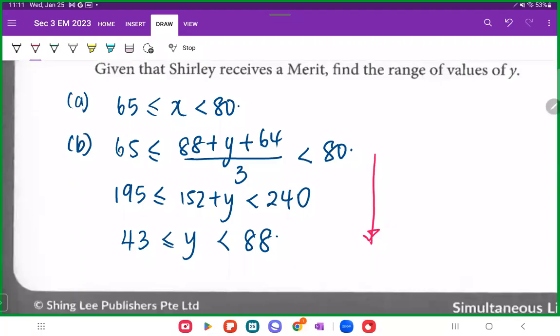When the operation can be done to all three in one inequality, then you can proceed on as one inequality. If you cannot, then you have to split. Okay. Let's move on to look at question number 4.